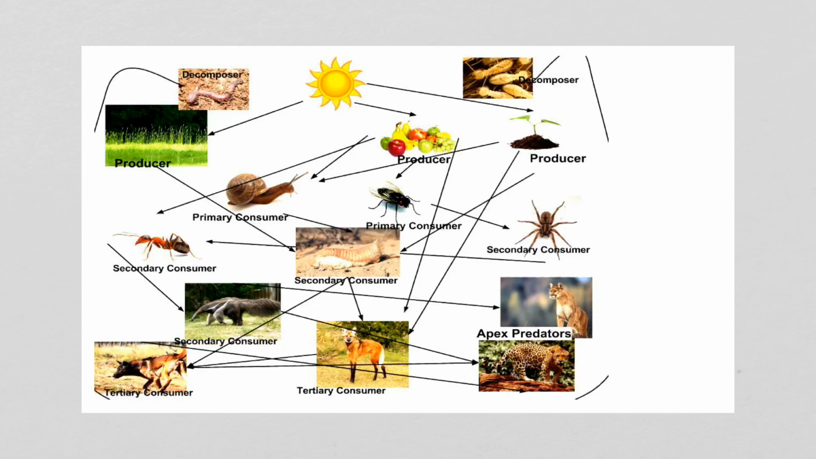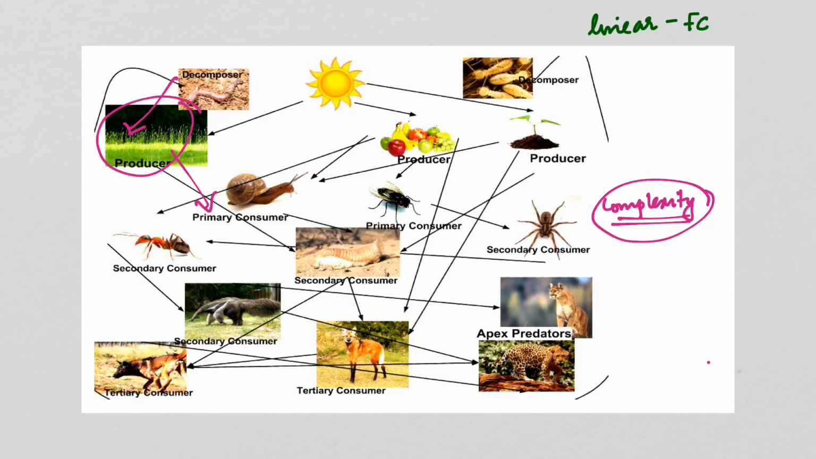Now for example, the producer is eaten by one primary consumer, then a secondary consumer. If it goes in a linear way or in a straight line, this is a food chain. Now this is an example of a food web. See how one organism is connected with many other organisms. See how the primary producer connects, and here we see a complexity of relationships. Complexity of relationships in the sense that it is a culmination of many interrelated food chains.